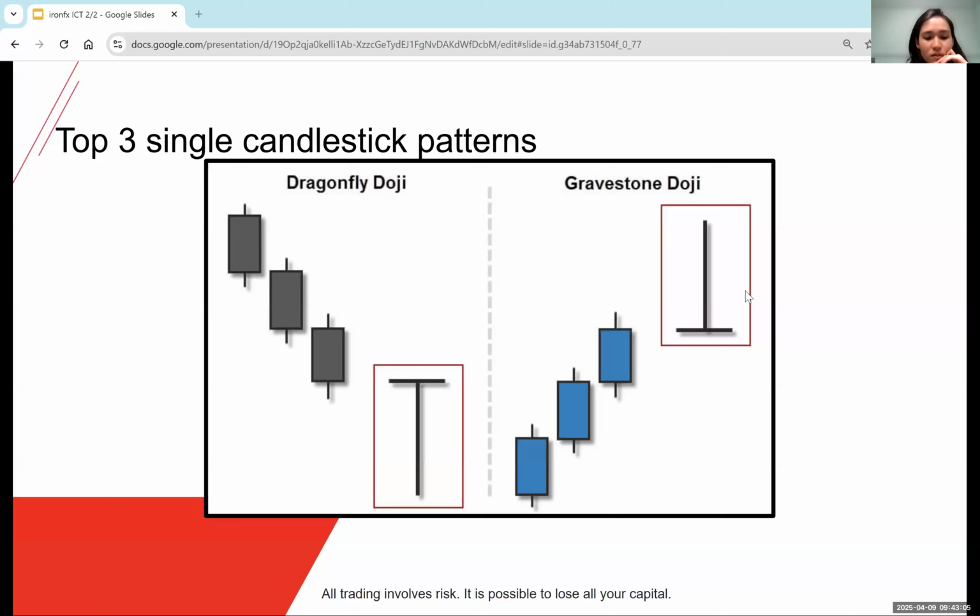So when you see this, it can suggest market indecision, like I mentioned, or it can suggest reversal signals. Although having said that, it can also tell you continuation. You can't really look at the candlestick on its own. You have to look at it in context. So I can't really say whether it's a reversal pattern or a continuation pattern, it can be either.